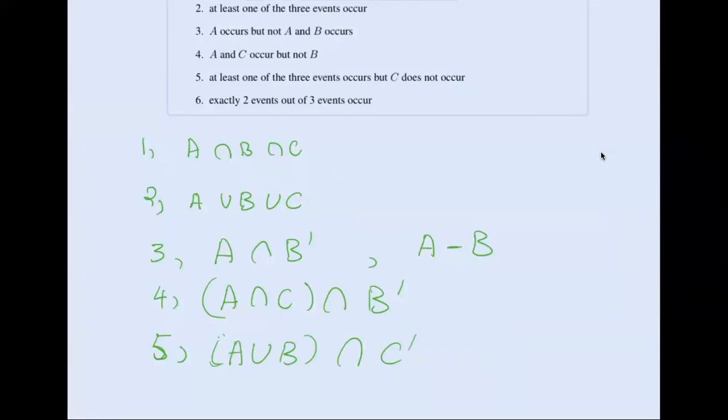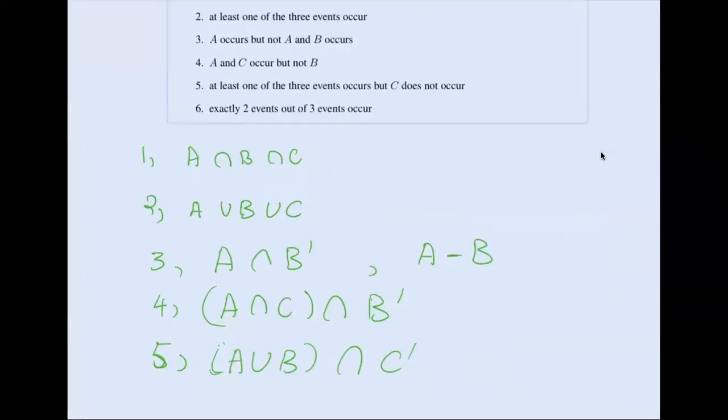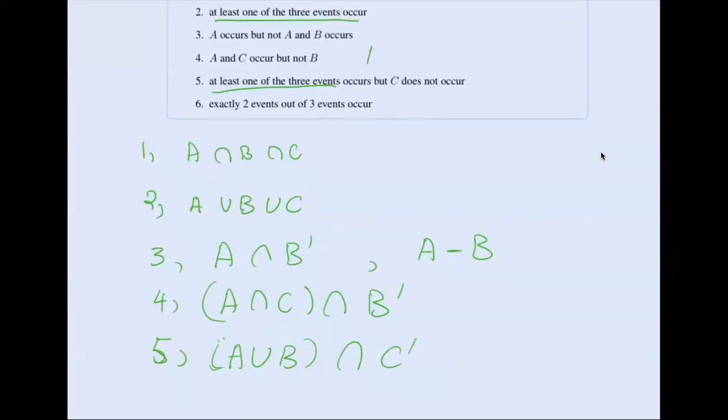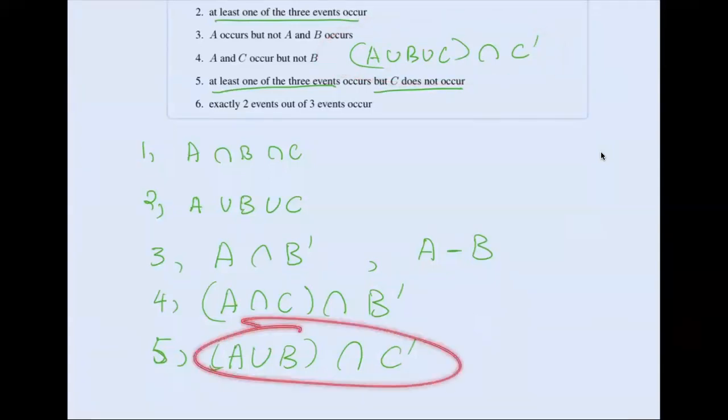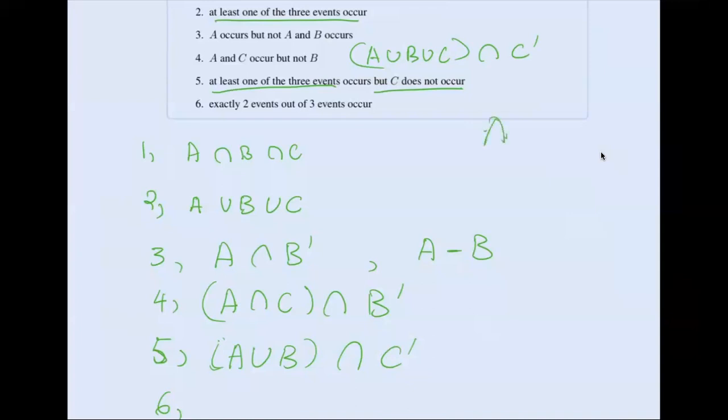Or if you cannot be redundant like this, what you can do is at least one of the three events occur. So you take the answer from part 2, which should give you A union B union C, and C does not occur, so you intersect with C complement. That is also correct. But then this one can be reduced to just this one. If we use a B in one expression, can we also use the intersect symbol in that same expression? Yes. So the AB means that A intersects B.